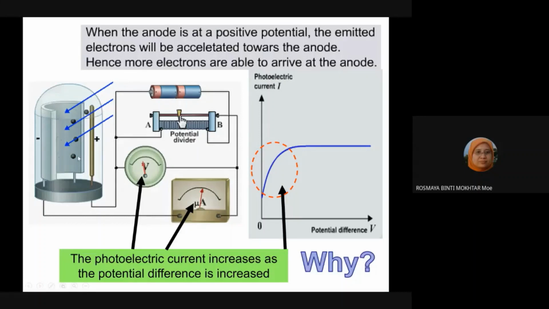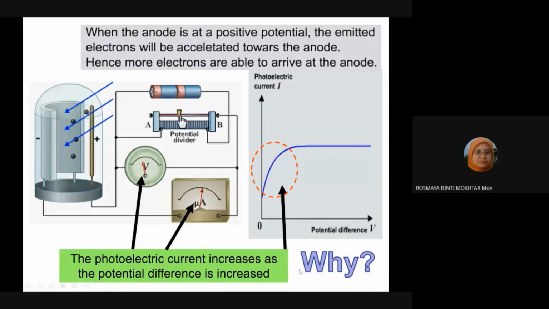So just now it was 0 potential. Now the potential increases. We increase the potential difference across the cathode and anode. So here the anode becomes more positive. So more electrons will be accelerated towards the anode, and therefore the photoelectric current increases. So this is the part. Okay, any problem with the second part? If no problem, that means you understood.